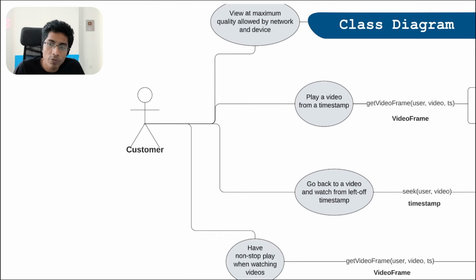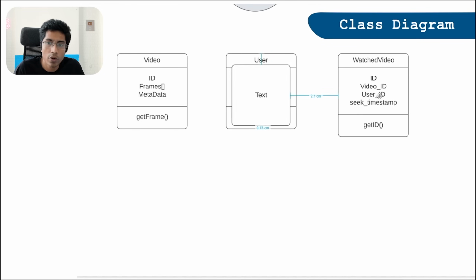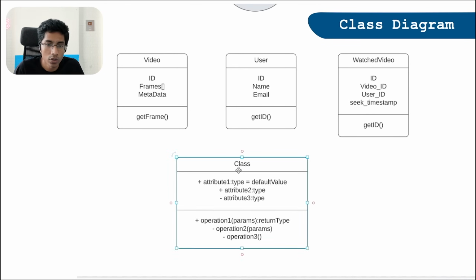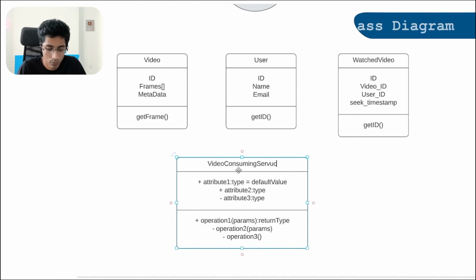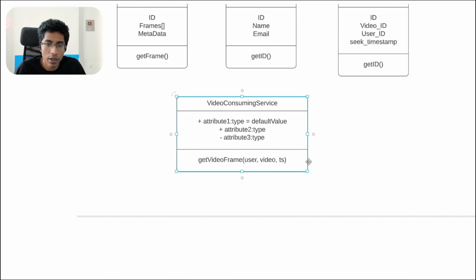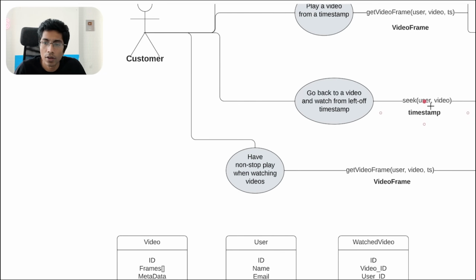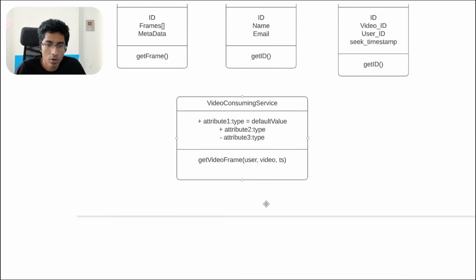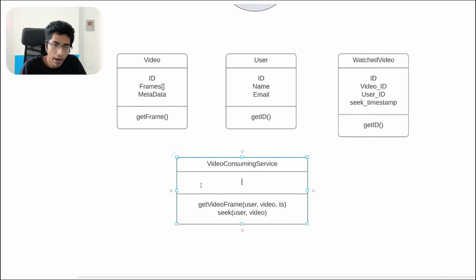The final class is video consuming service. This also requires a class to be explicitly shown here. So that is video consuming service. Let's first define the behaviors that this class has. So that is API 1 and API 2. And to do this, it just needs a set of watched videos.